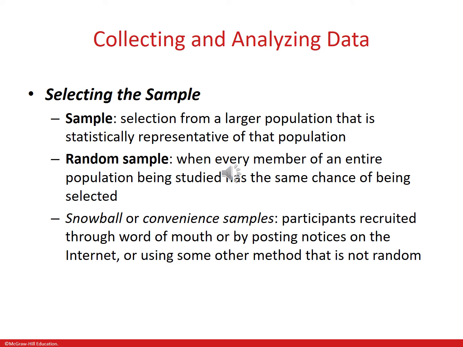Most of the time, we need to select a sample to use in our research. A sample is a statistically representative selection from a larger population. Researchers collect samples whenever populations are too large to be studied individually. A random sample occurs when every member of an entire population has the same chance of being selected for a study. That rarely happens in real life.